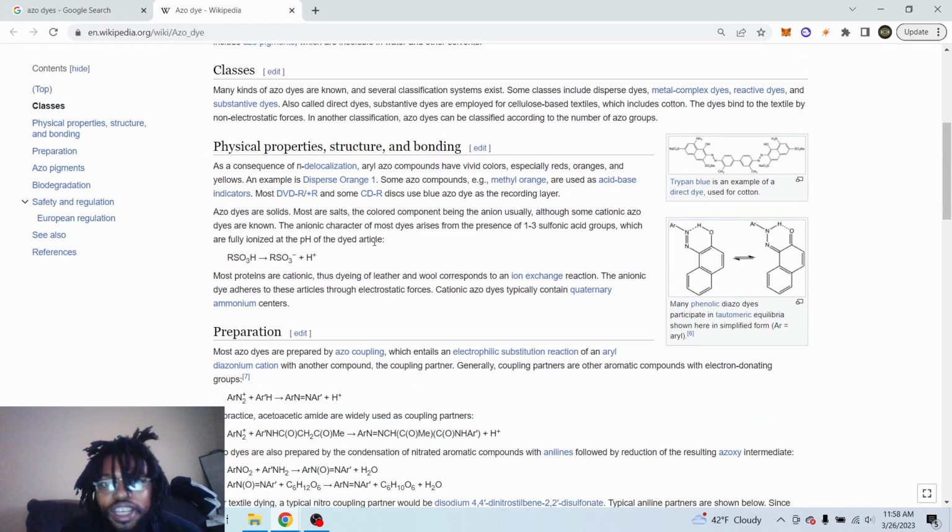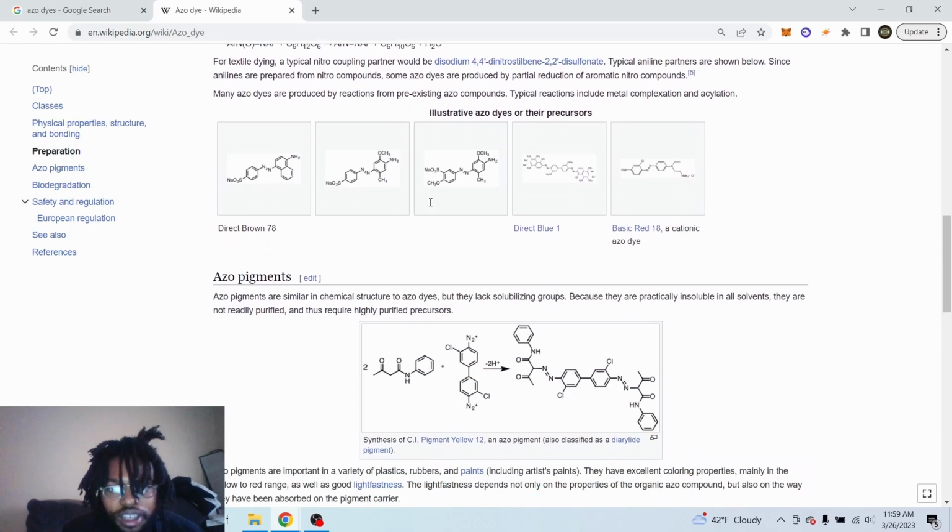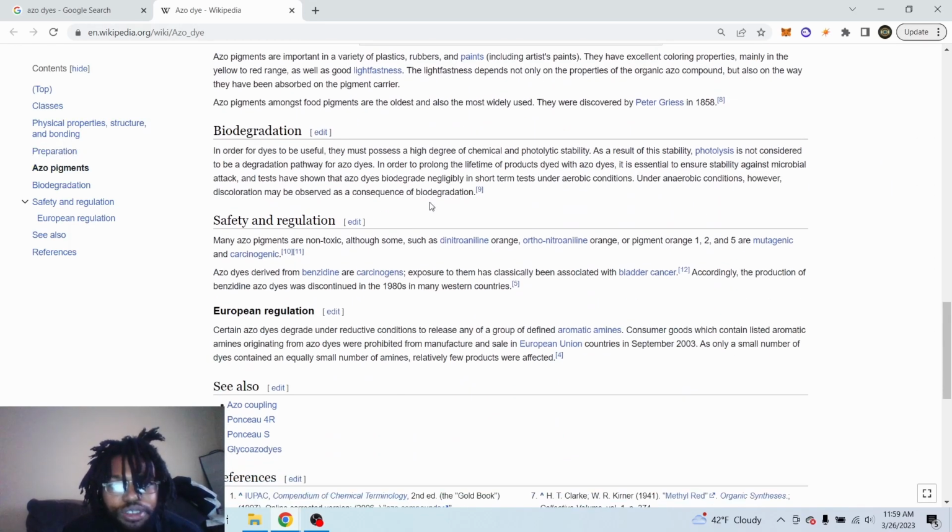That's interesting. Okay, as a consequence of N-N delocalization, aryl azo compounds have vivid colors, especially reds, oranges, and yellows. An example is Disperse Orange 1. Some azo compounds, for example methyl orange, are used as acid-base indicators. Okay, so this requires a lot of chemistry to understand, but what we're trying to get to is what are they and why does it matter, right?